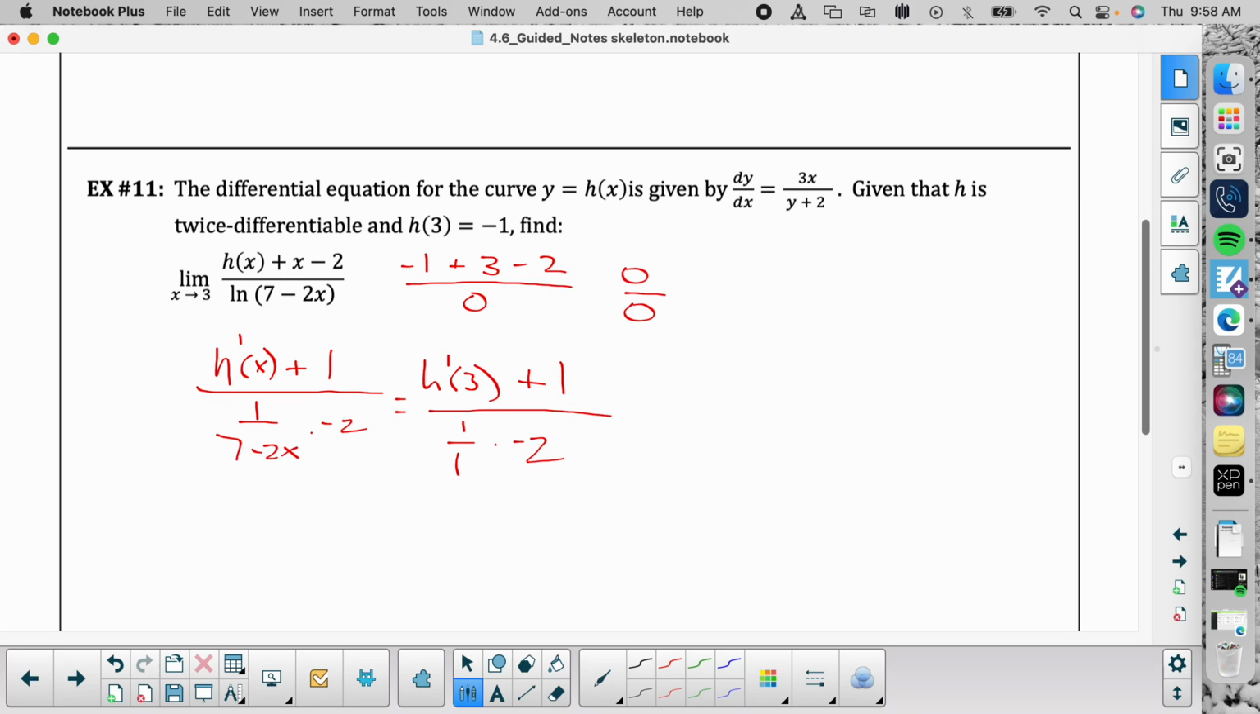Does anybody know what I should put in place of y? Y is -1. There we go. So we know the x value is 3. The y value, we only know the answer is -1 because of that. H of 3 is the same thing as saying y. It's kind of disguised. So we have 9 over 1, which is 9, minus 2.